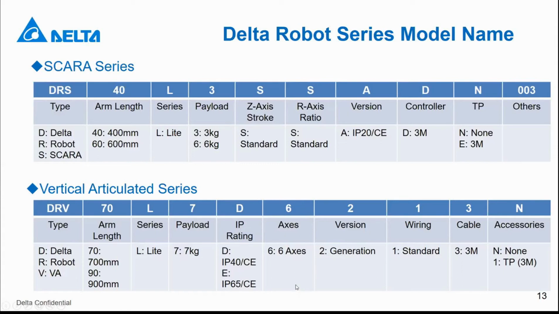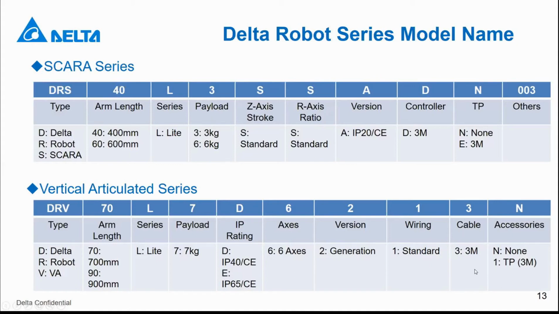And next is the axis number. For now, we only have a 6-axis version of the articulated robot. But for more flexibility, maybe in the future we'll have a 7-axis version. For generation, we have generation 2 for now. This is also fixed. And for the wiring, this means how to wire the tool in the end effector. For now, we don't have a standard version, but in the future, we will also have different version choices.